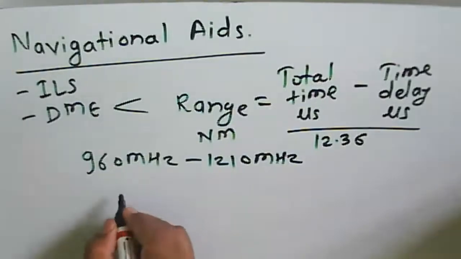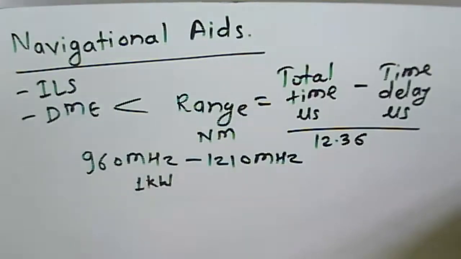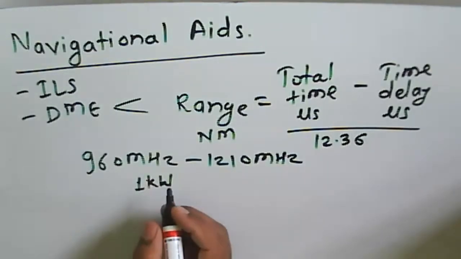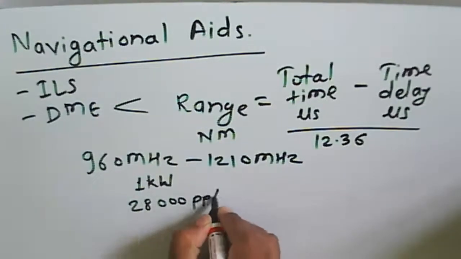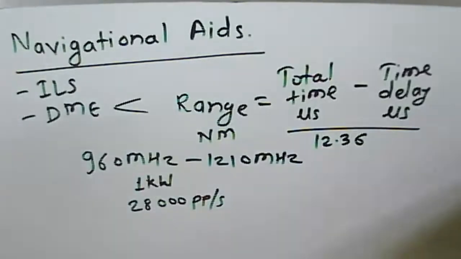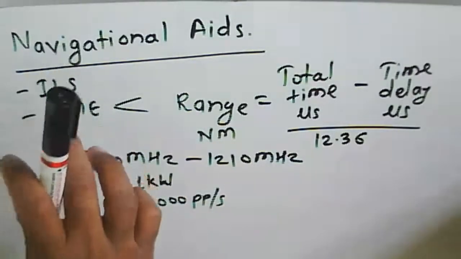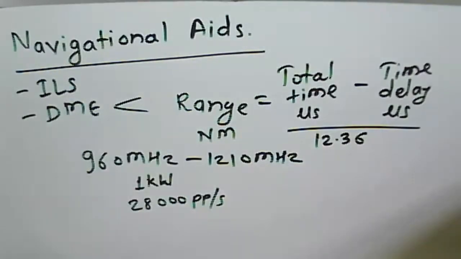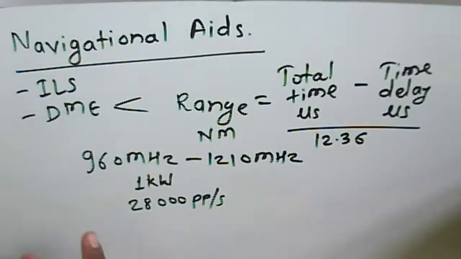And generally the power output is about 1 kilowatt of peak power output, and a maximum transmission rate of 2800 pulse pairs per second. So we can say that this system is useful for aircraft navigation in any weather condition. Now these are the two systems: ILS, instrument landing system, and distance measuring equipment. These are the two systems we have seen earlier.